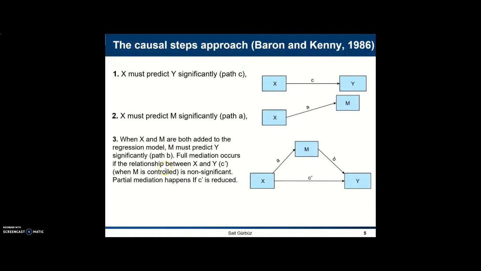The third condition for this causal steps approach is that when X and M are both added to the multiple regression model, as you can see on my screen, the mediator must predict the Y variable significantly, which is path B. And in this model, full mediation occurs if the relationship between the X variable and the Y variable is non-significant. On the other hand, partial mediation happens if the relationship between the X variable and the Y variable, which is C prime, is reduced.